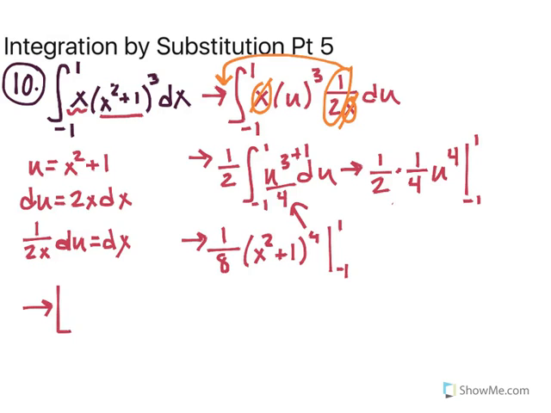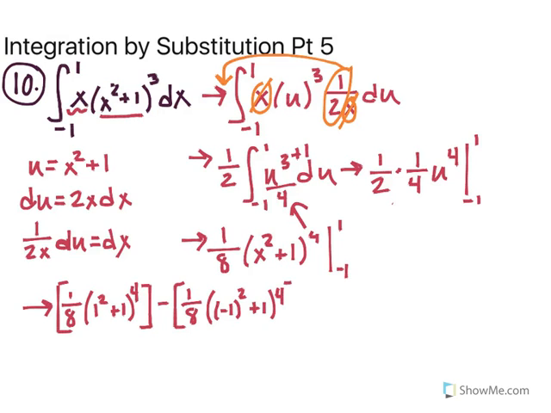So we're going to start this with a set of brackets, just so that everything is really well organized. We have 1/8, and the x is going to become a 1, so 1 squared plus 1 to the 4th power. So that completes the upper bound. I'm going to close that bracket, subtract, open another bracket, and now we plug in the lower bound. So 1/8 times -1. I'm going to keep that -1 in its own parentheses because it's negative, and when you raise it to different powers, it can change the sign, so be careful. Plus 1 to the 4th power, and then close that bracket.